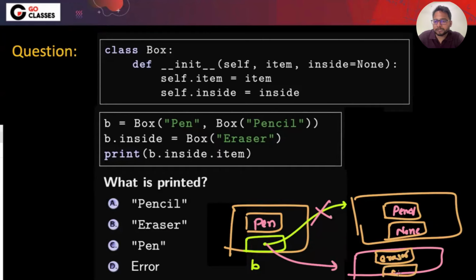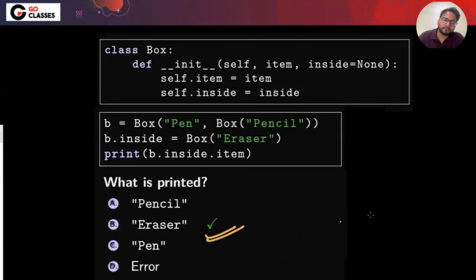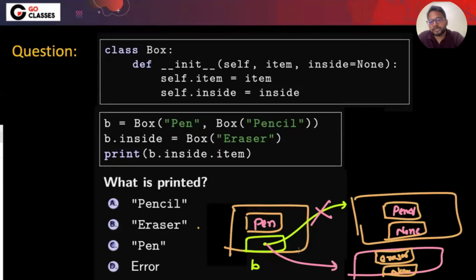Okay. And then again, this is none. So what is B dot inside dot item? It is eraser, right? So B is the correct answer here. Understood? B dot inside dot item is now eraser. Earlier it was pencil, but now it is eraser, because you are basically completely forgetting about this box.